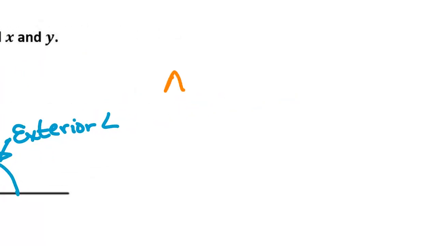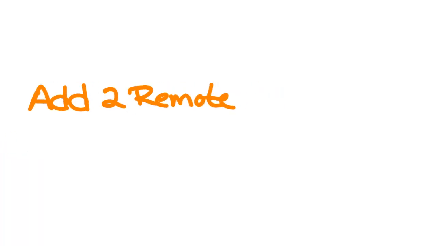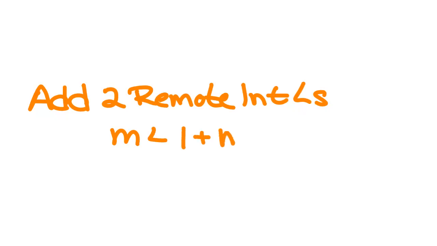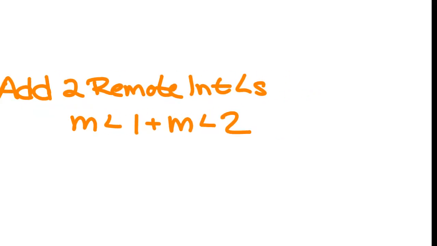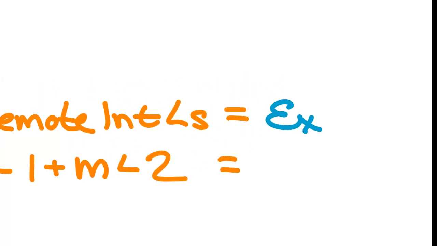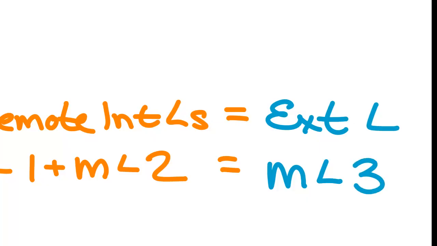We add the two remote interior angles. So I'm going to take angle 1 and add it to angle 2. And I am going to set it equal to something, but it's not 180, because that's not enough angles to make it equal to 180. We set it equal to our exterior angle. So that would be the measurement of angle 3.